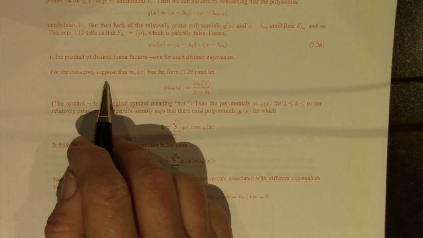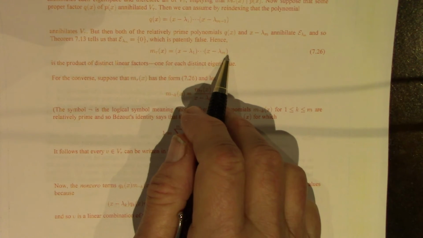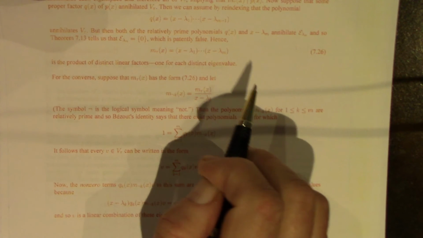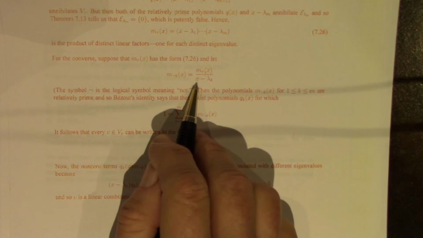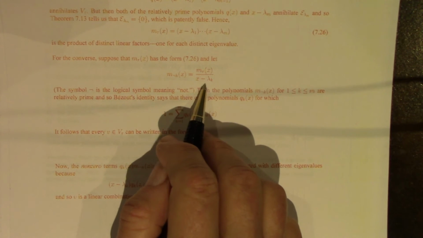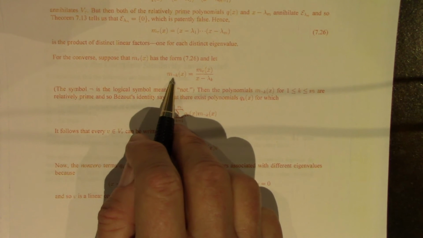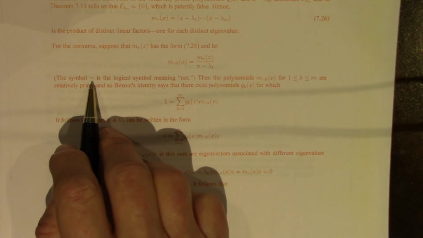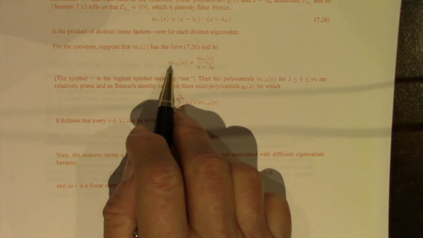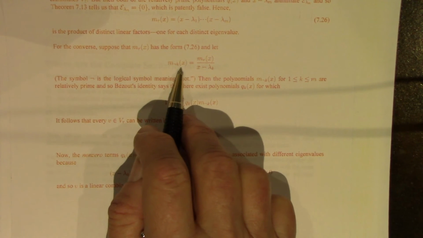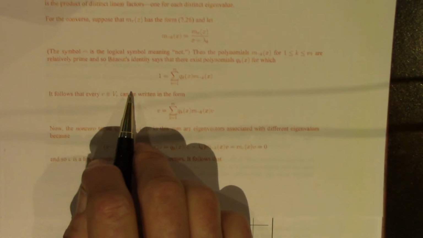For the converse, we would suppose that this is the minimal polynomial, and we want to show that tau is diagonalizable. We can remove a linear factor from the minimal polynomial. We'll call that m not k of x. This symbol is one of the logical symbols used for negation or not, so I like to use it here. M not k of x reminds us that we're pulling out x minus lambda k from the minimal polynomial.